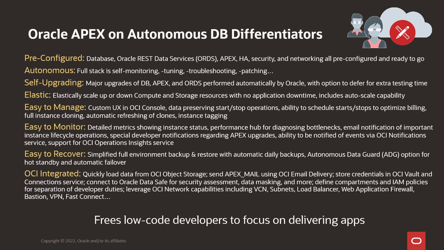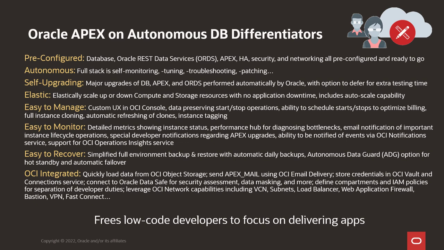But Apex especially shines when running on Oracle Autonomous Database. In that environment, low-code developers can completely focus on just delivering apps and don't have to worry about any other details involved in running their application or their development environments. The Autonomous Database is pre-configured, keeps track of all updates and applies them automatically, self-upgrading, and can auto-scale as the load changes on the system. Simple to manage and monitor, and recovery and failover is all built into the platform.